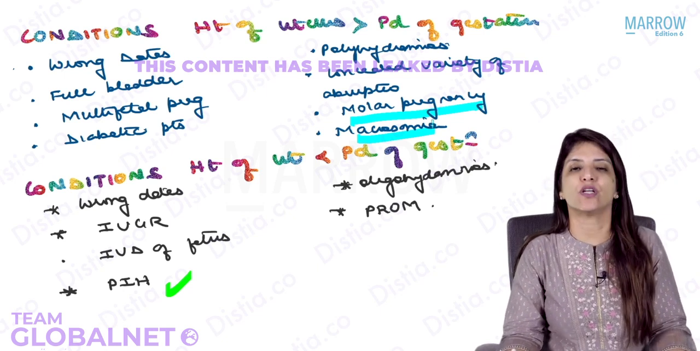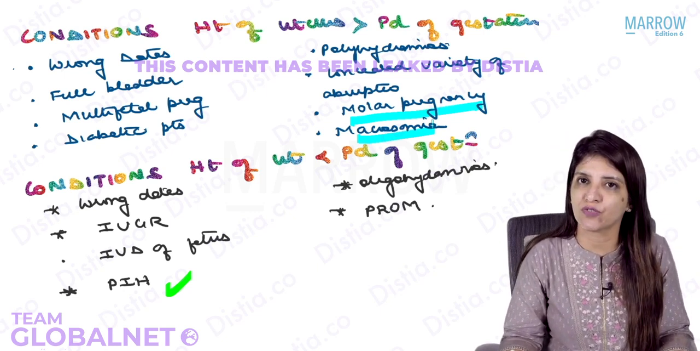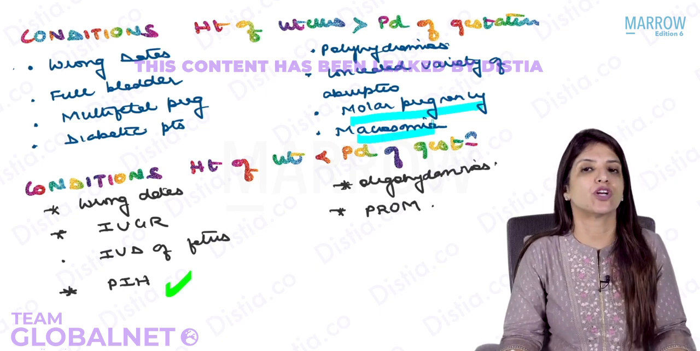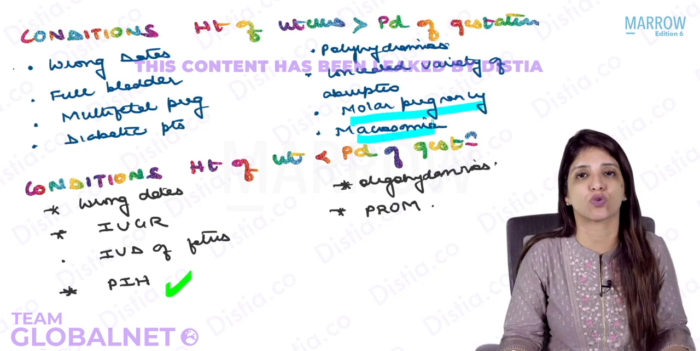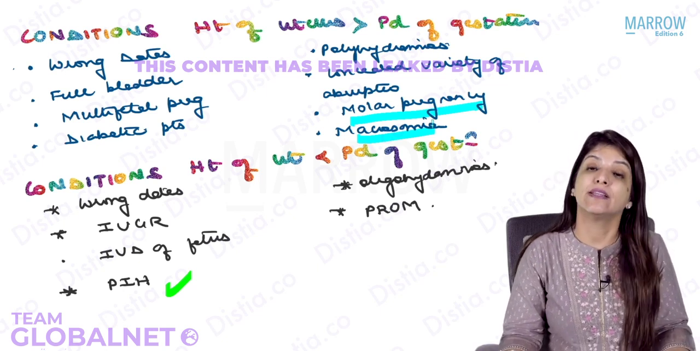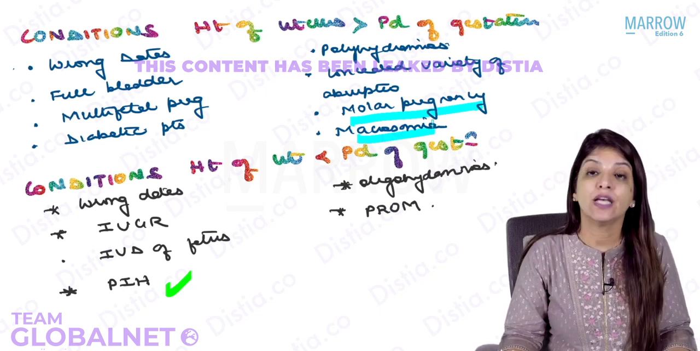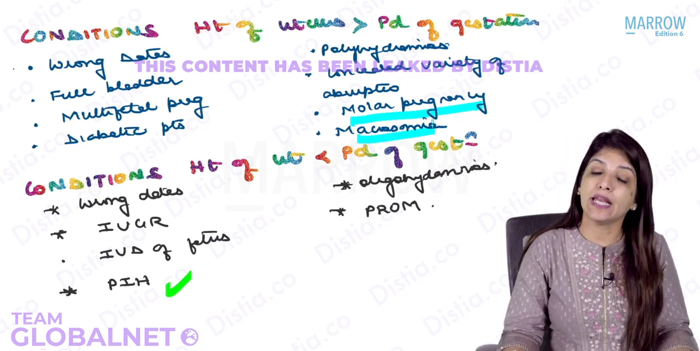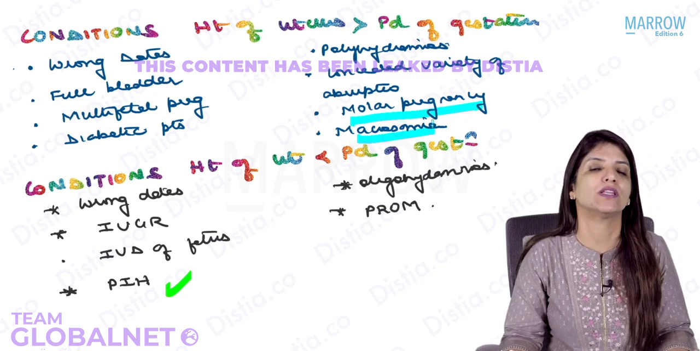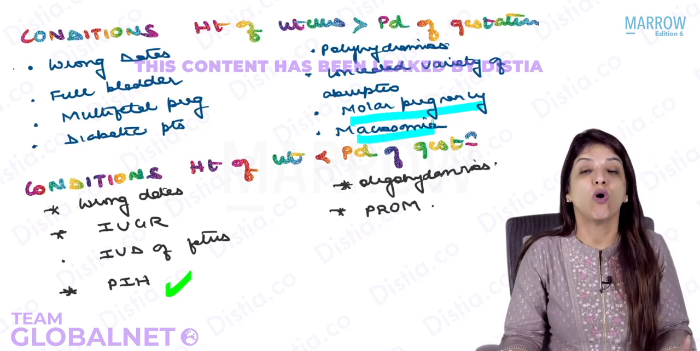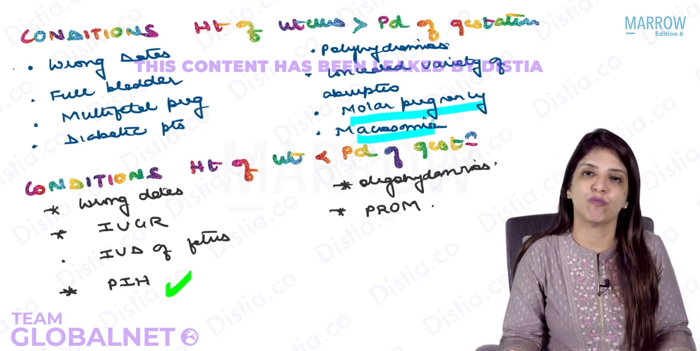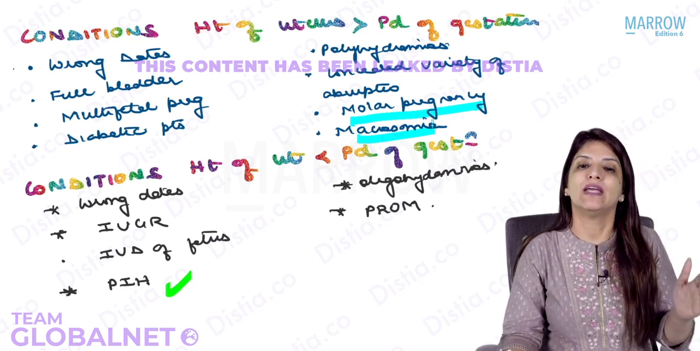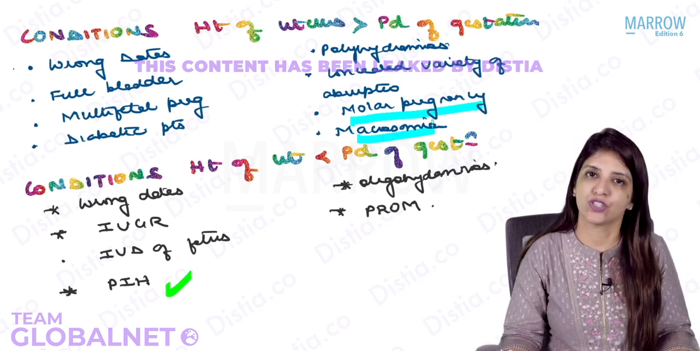What are the conditions in which height of the uterus is less than the period of gestation? So height of the uterus will be less than the period of gestation in intrauterine growth restriction, which these days is called fetal growth restriction. Then in case of intrauterine death. Then in case of PIH, in PIH IUGR is very common. In case of oligohydramnios, when the amount of amniotic fluid is less, or if premature rupture of membranes has happened. In all these conditions, height of the uterus will be less than the period of gestation.